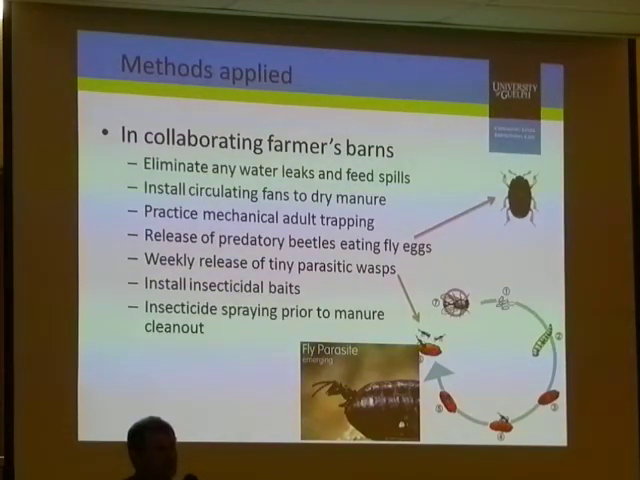Adult trapping. We have sticky traps that will be catching the adults that may come up, even if we're trying not to have any. We'll use as well two different predatory agents, or actually natural agents. One is a tiny, tiny parasitic wasp that you see here.